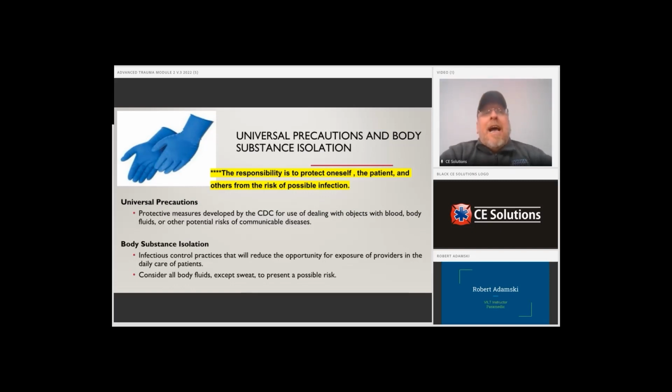All right. And then by definition, body substance isolation, or BSI, consists of a whole set of infection control practices that reduce or minimize the opportunity for exposure of EMS providers in the daily care of patients. All right. So what they're basically saying is, if you practice BSI, or body substance isolation protocols, that's going to minimize the chances that you're going to be exposed to anything that might expose you to a pathogen that could infect you, bacteria, virus, etc. Again, if it's a body fluid and it's not yours, you shouldn't be touching it, people.